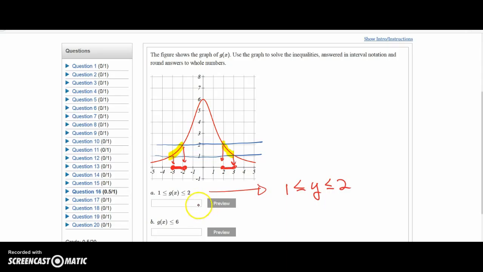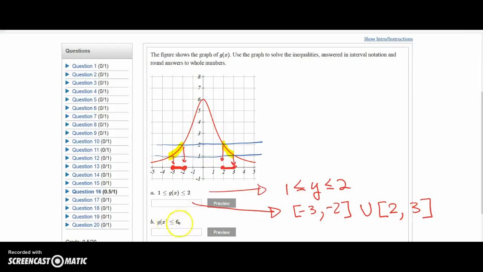It's said to give the answer in interval notation, so I'm going to walk left to right. The first number I hit is -3. I use brackets because it's a filled-in dot, comma. I stop at -2, close bracket again. Then I pick up again at 2, so union, bracket, 2, comma, stop at 3. So the x values that satisfy this statement are between -3 and -2, including the endpoints, and between 2 and 3, including the endpoints also.